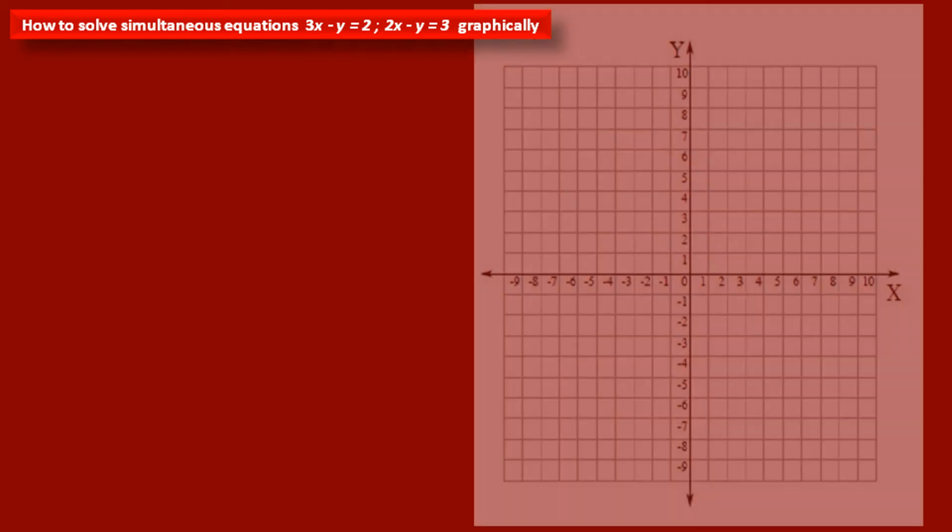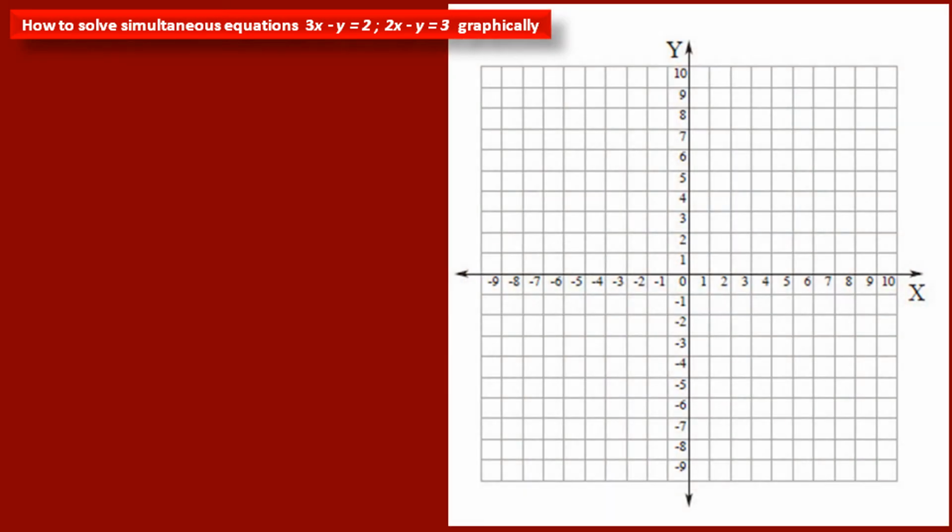Now see friends, to solve these linear equations graphically, we have to draw their graphs. The graph of linear equation is a straight line. That means we have to draw two straight lines for these two equations. And to draw straight lines, we require at least 2 points of each line. That means we have to find here at least 2 points which satisfy each equation.